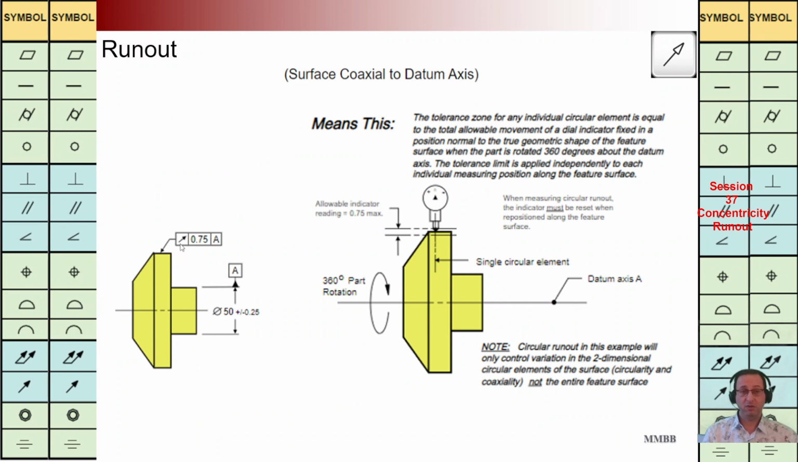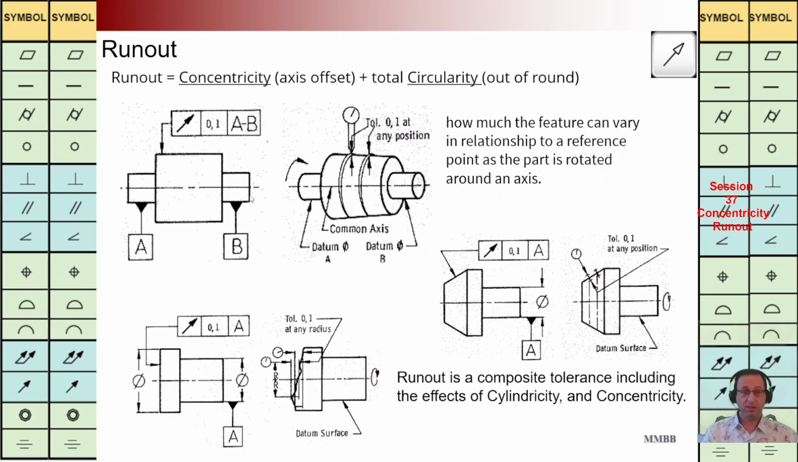Let's see this example. We are going to have runout TZ 0.75 back to A. We are going to rotate this component around A, and the dial indicator is here. We can check the form and orientation of this cylinder for each cross section individually. Let's see this example. We are going to have, let's say, runout TZ 0.1 back to AB. We are going to rotate this component with respect to AB axis, and for each cross section individually, we are going to check the form and orientation of each cross section.